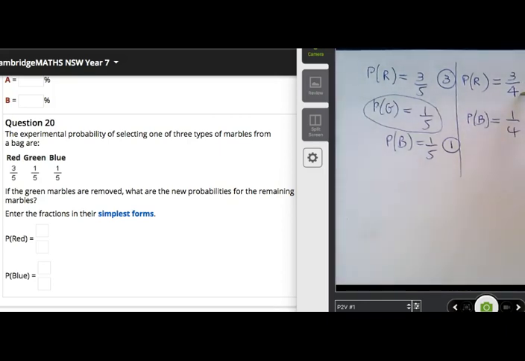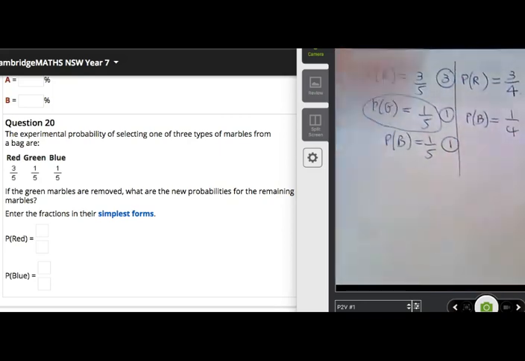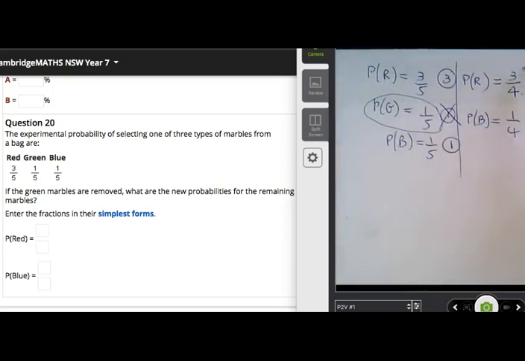A ratio is like a fraction. They are the same. So we took out this 1. We're not saying there's exactly 1, but that got removed. So now we can consider that there is a total of 4. So probability of red is 3 out of 4. Probability of blue is 1 out of 4.